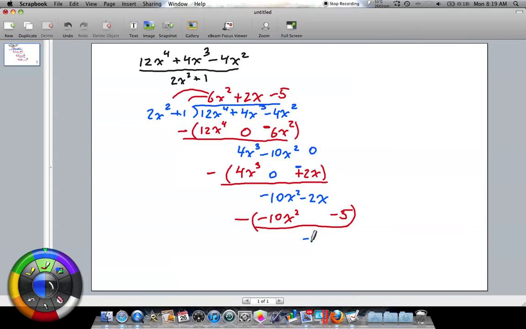negative 2x plus 5. So your final answer, when you write it down, is going to be 6x squared plus 2x minus 5. And probably because it's negative 2x plus 5, you could probably write it as 5 minus 2x over 2x squared plus 1. But I worry about the computer. They might write it negative 2x minus 5 over 2x squared plus 1.